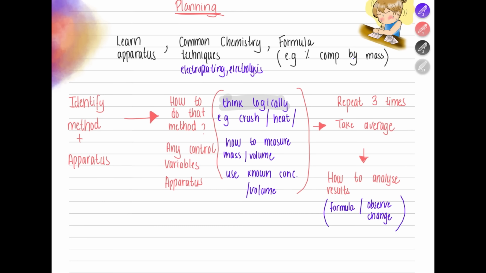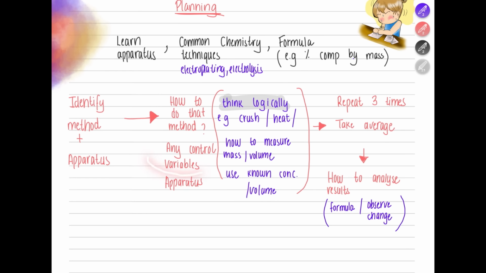Next, mention how are you going to measure the mass and volume. What's your independent and dependent variable? Are you changing the mass? How are you going to measure the mass? If you are measuring the volume, how are you going to measure the volume? If you're measuring the volume of gas, for example, you can say use a gas syringe. Okay, and think logically and say what will you do. And then you can also say use a known concentration or volume of your independent variable, the one that you are changing.